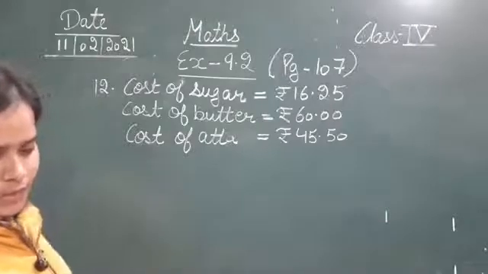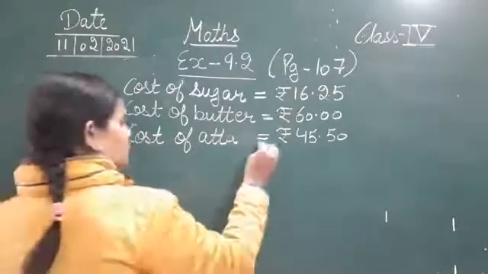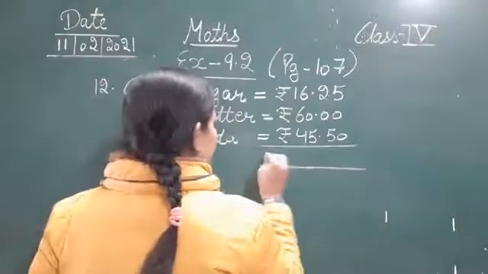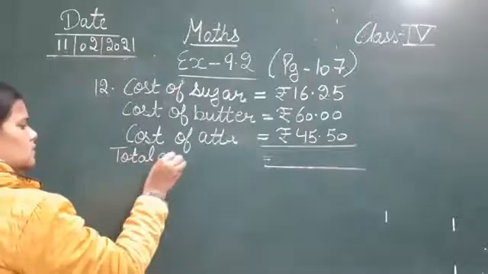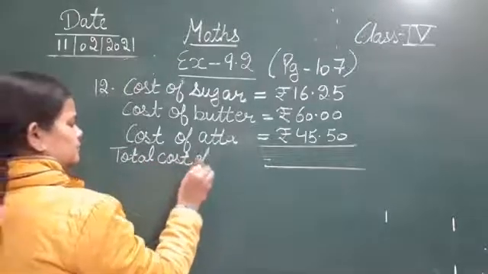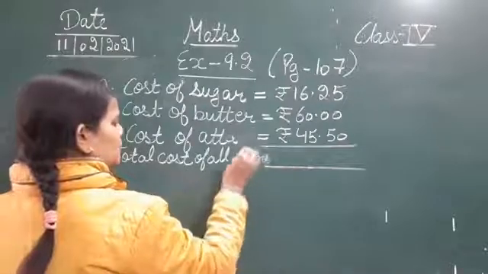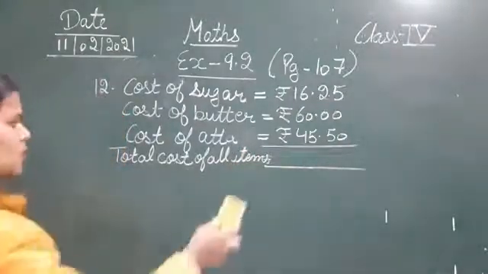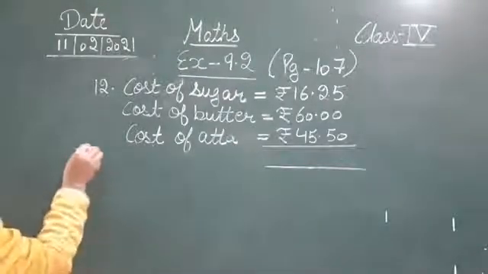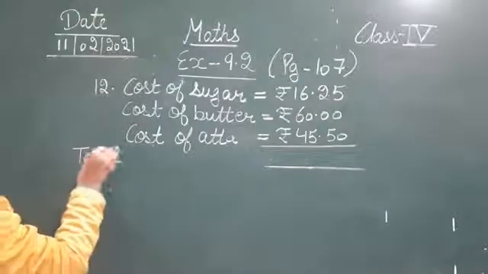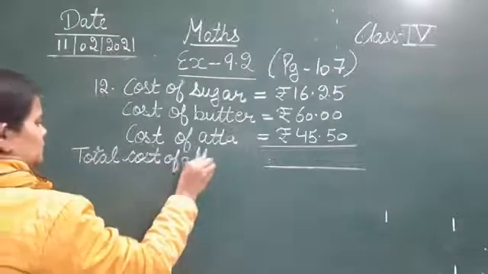So next, now these three items that he had bought, let's calculate the total cost. Okay, let's calculate the total cost. Total cost of all items. Just let me write it from here. So now we will write the total cost of all the items.